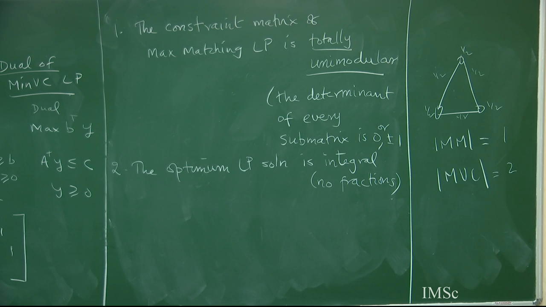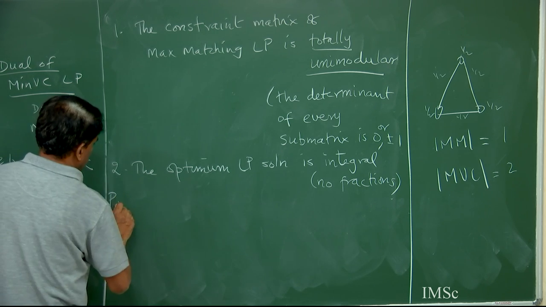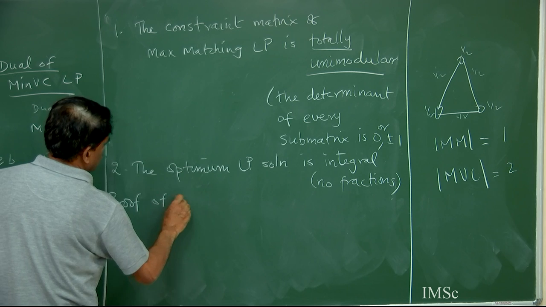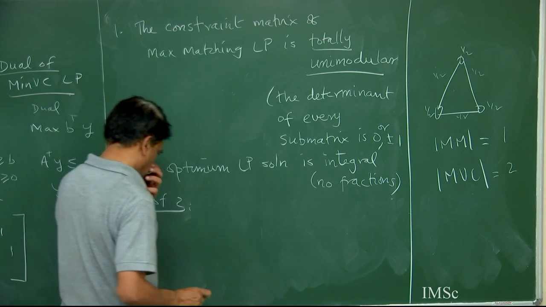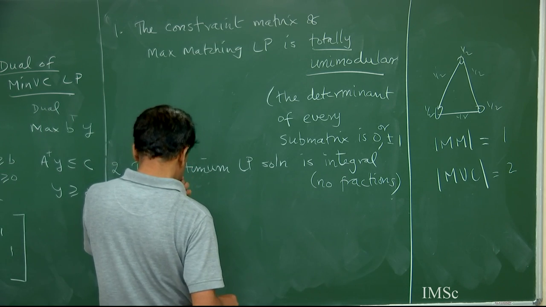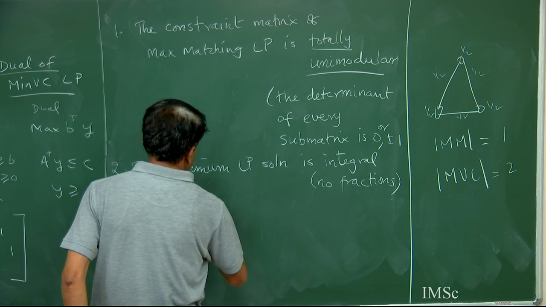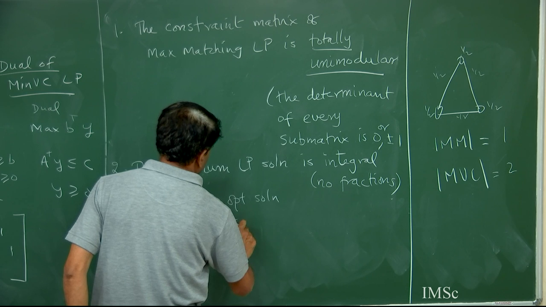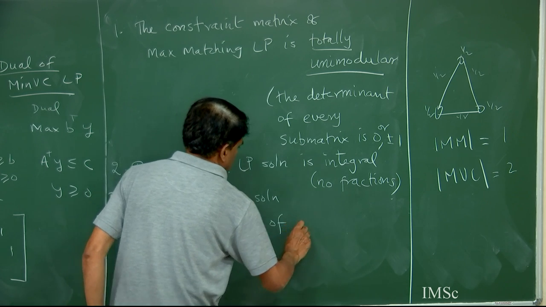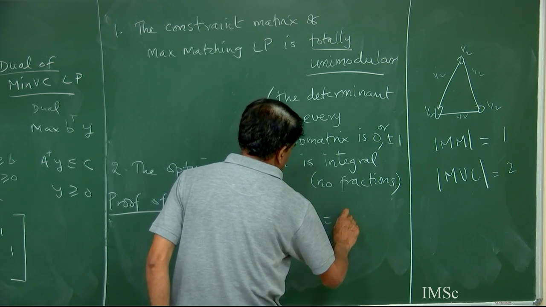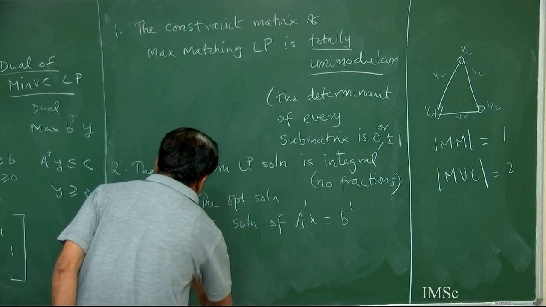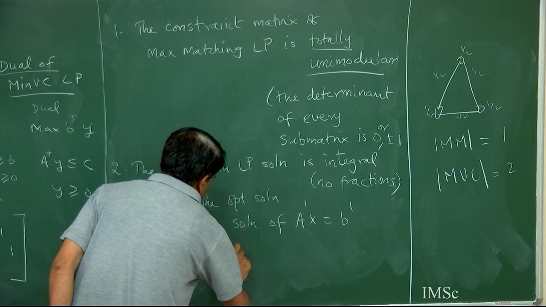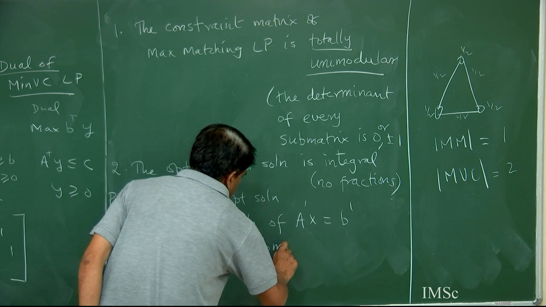Okay, so now the proof of two is that the optimum solution is actually a solution of A prime x equals B prime for some submatrix A prime of A.